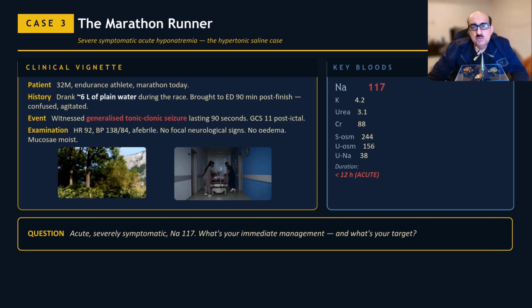Urinary workup: osmolarity is 156, above 100. So this means ADH is on and the urine is concentrated. Urinary sodium is 38, which is again high, and high because when volume expansion occurs, the extracellular fluid is expanded because of excessive fluid intake.